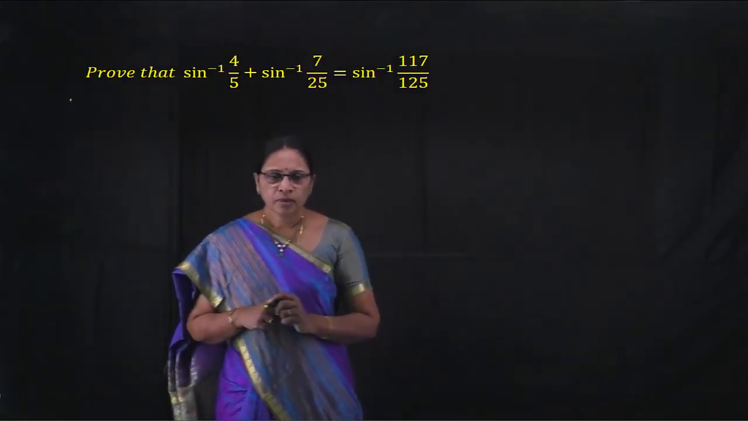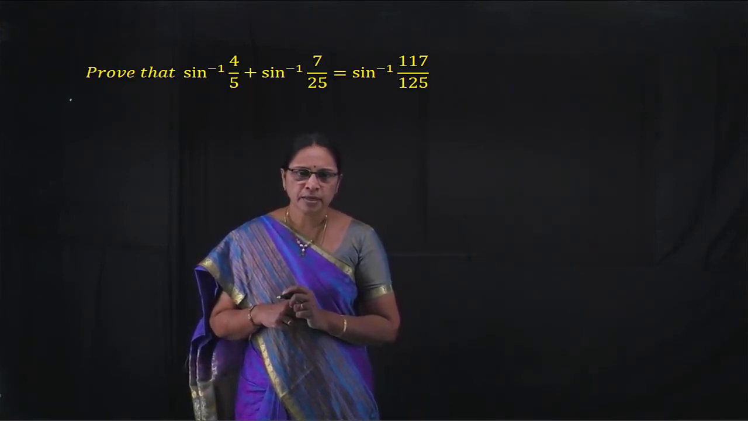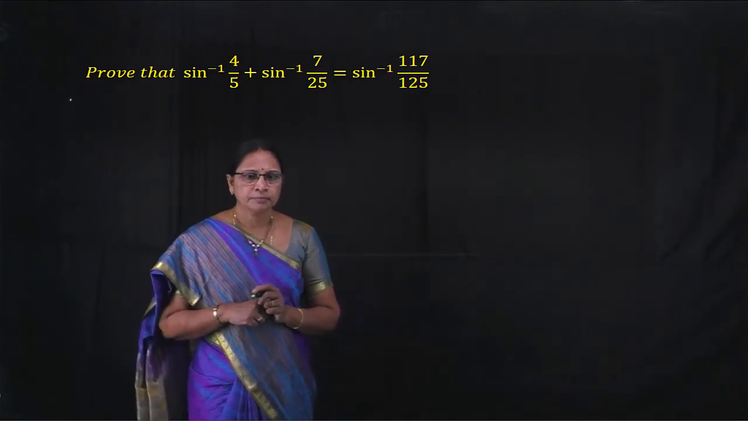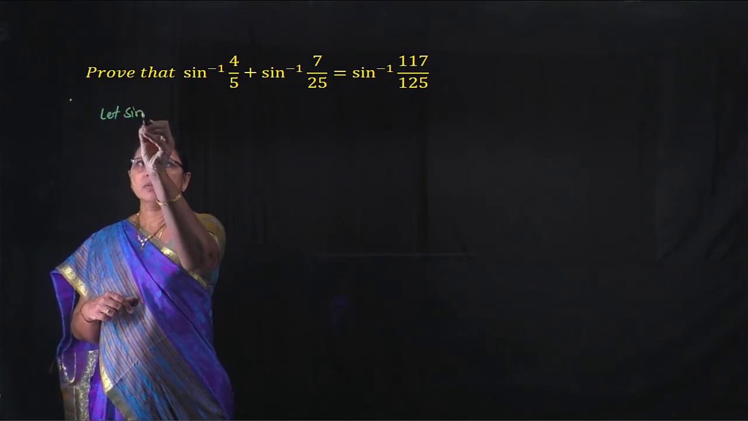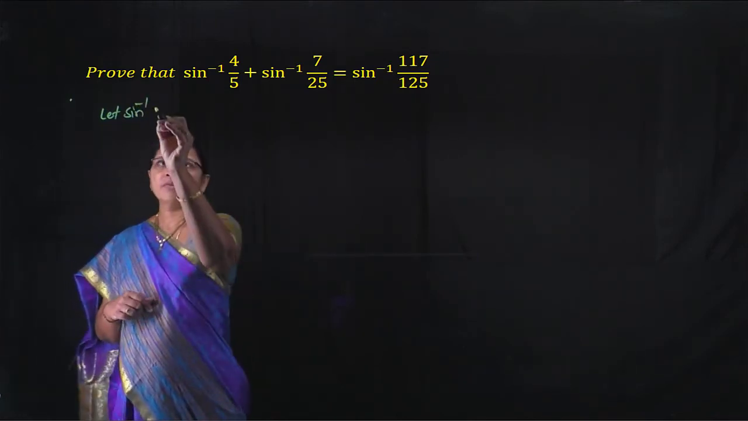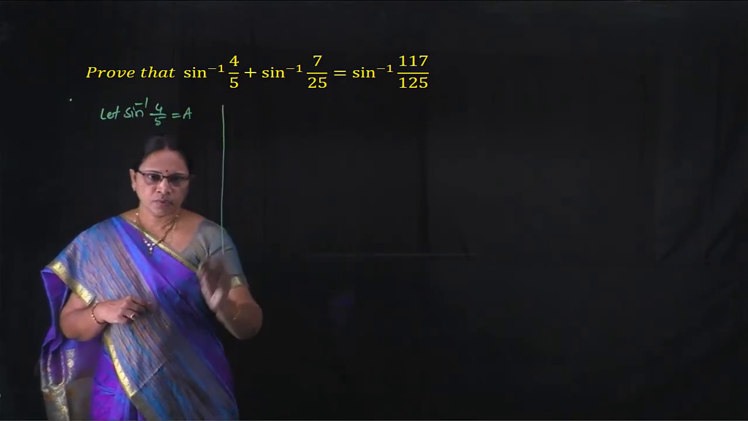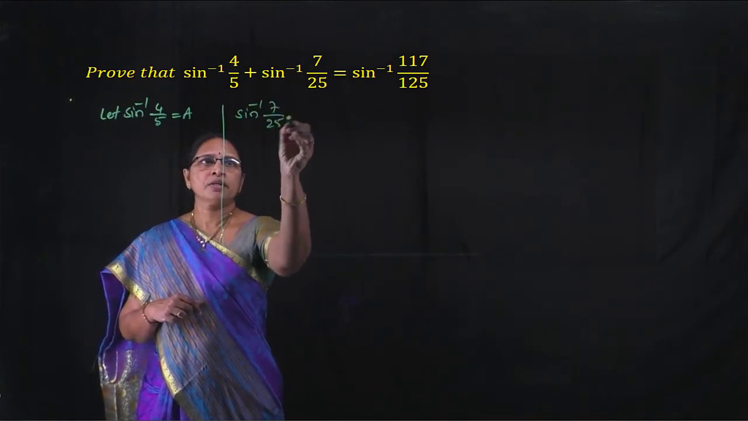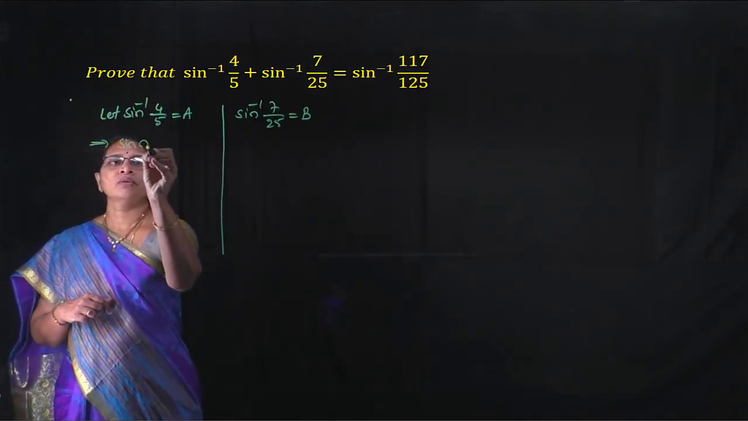See the next problem. Prove that sin inverse 4 by 5 plus sin inverse 7 by 25 equals sin inverse of 117 by 125. Let sin inverse 4 by 5 equal A and sin inverse 7 by 25 equal B. This implies sin A equals 4 by 5.